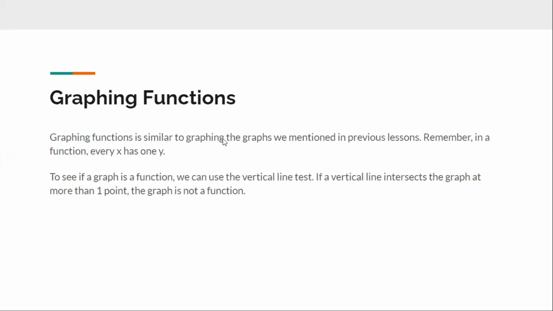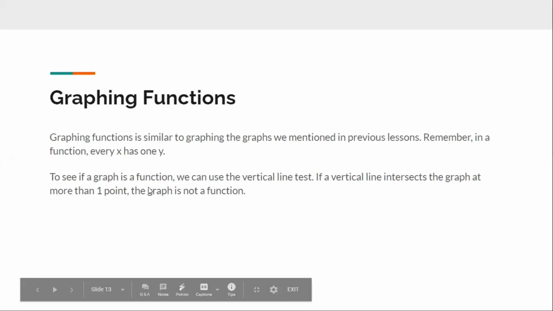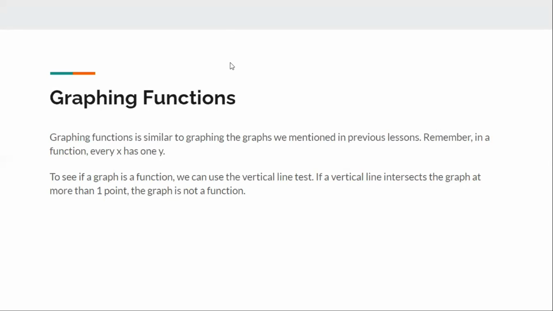Okay, graphing functions. So this is going to be a little bit more difficult than the previous lesson we were talking about. Graphing functions is similar to graphing the function graphs we mentioned in previous lessons. Just remember, in a function, every x has only one y. That's really important to remember for functions. To see if a graph is a function, you can use the vertical line test. If the vertical line intersects the graph at more than one point, the graph is not a function.